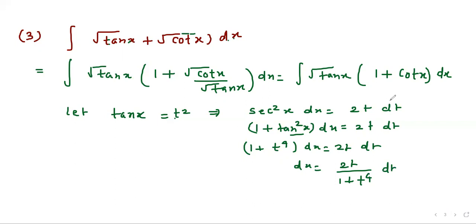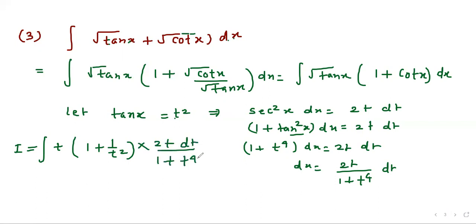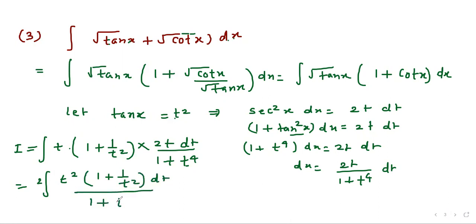So if we put these values here, our integration will become integration of tan x equal to t square, so this will give t, and 1 plus cot x. If tan x equals t square, then cot x must be 1 upon t square, and dx is 2t dt divided by 1 plus t power 4. So here this 2t and t will become 2t square. So 2 outside, t square into 1 plus 1 upon t square dt divided by 1 plus t power 4.